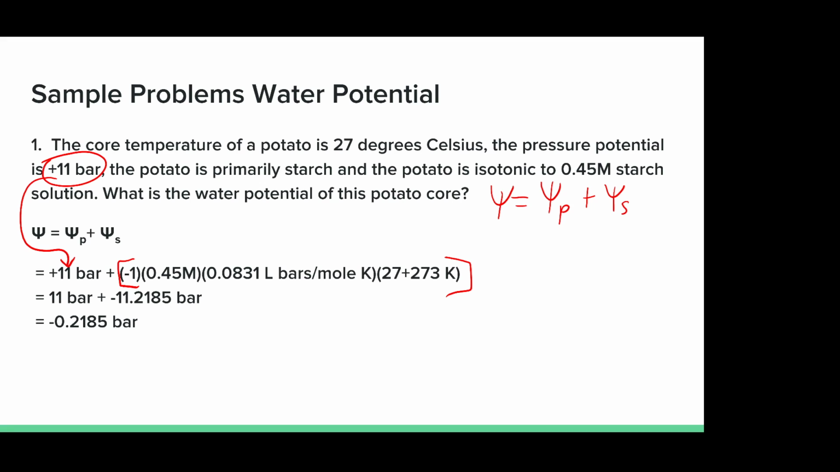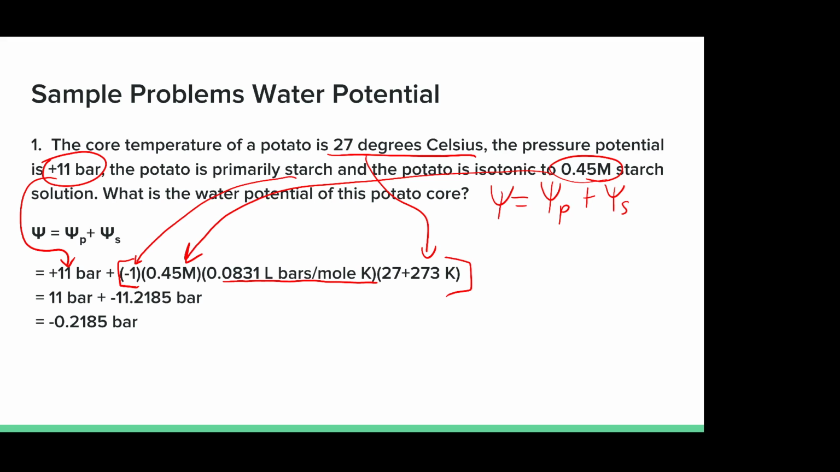Starch is not an ionic compound. Therefore, starch gives us an ionization constant of 1. It is told to us that the potato is isotonic to a 0.45 molar starch solution. So therefore, that is the solute concentration, or the molar concentration, of the potato cells. Our constant is always 0.0831, and then the units that follow. And then finally, we were given a temperature in Celsius, but we need to convert that to Kelvin, and we convert to Kelvin by adding 273.